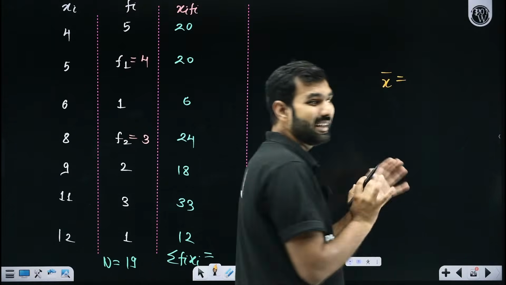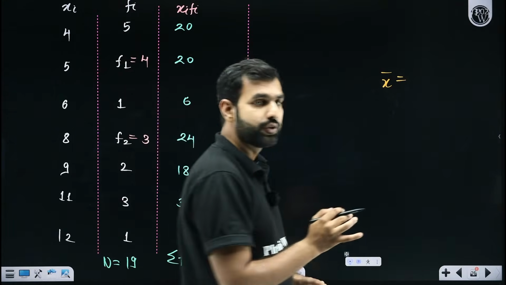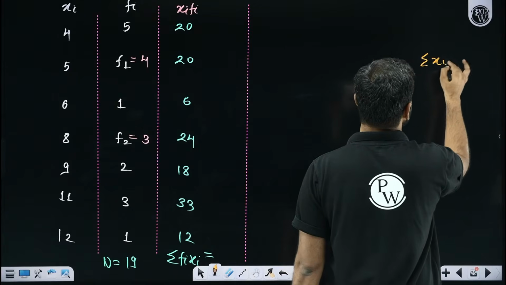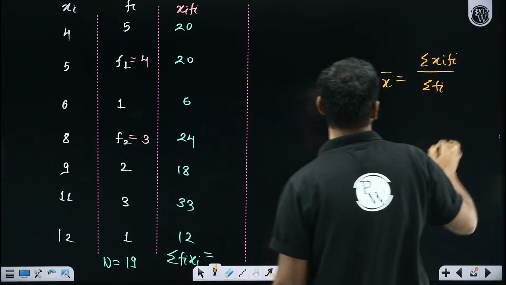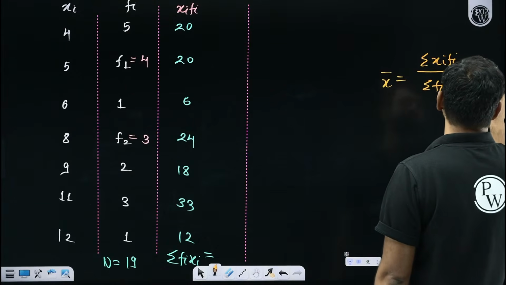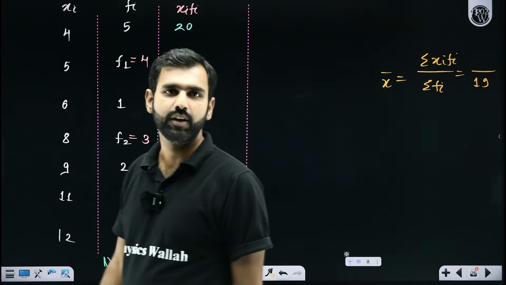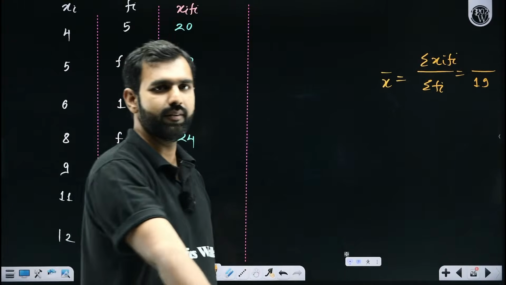X bar is your mean. How do we find mean, students? We find mean by summation xi fi divided by summation fi. What is summation fi? That's your n, which is 19. So can somebody quickly tell me the summation xi fi? Anyone in the comments very quickly, or shall I do it by myself?